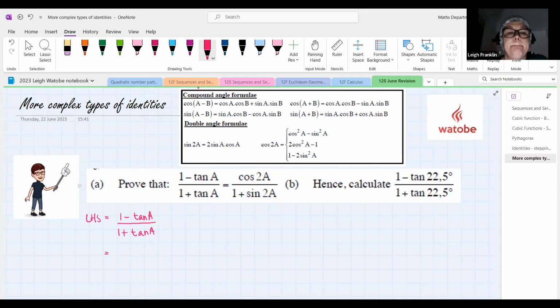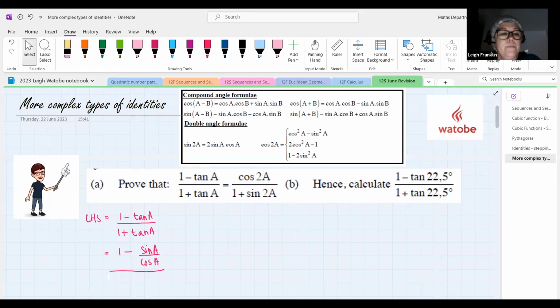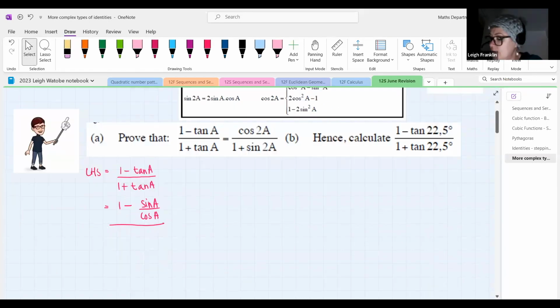You can pop it into the chat, or if you want to unmute. What would we do with tan A? We would use our tan identity, right? So we would write this as sine A over cos A. In the denominator, we'd have something similar, but we've got 1 plus sine A over cos A.